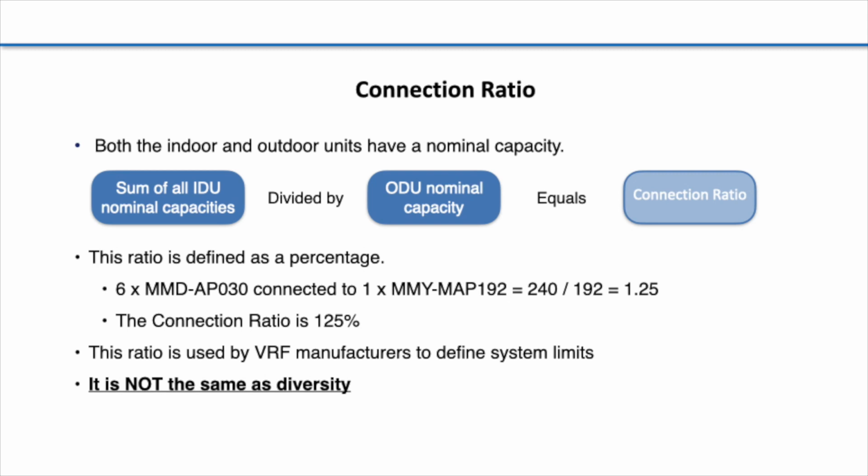and we use this number as connection ratio. If you take 6 fan coils who all have a 2.5 ton nominal capacity, so a 30 nominal capacity, and you divide it by an outdoor unit which has a nominal capacity of say 192, you do the math and you get a connection ratio of 125 or 125%. So this connection ratio is used by different VRF and VRV manufacturers to define system limits. It is not the same as building diversity.